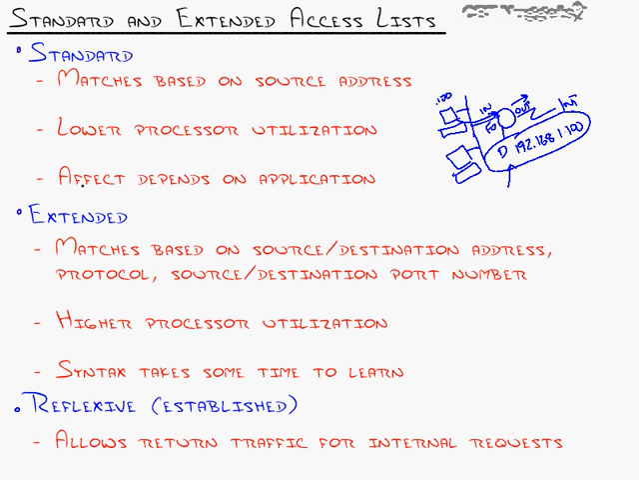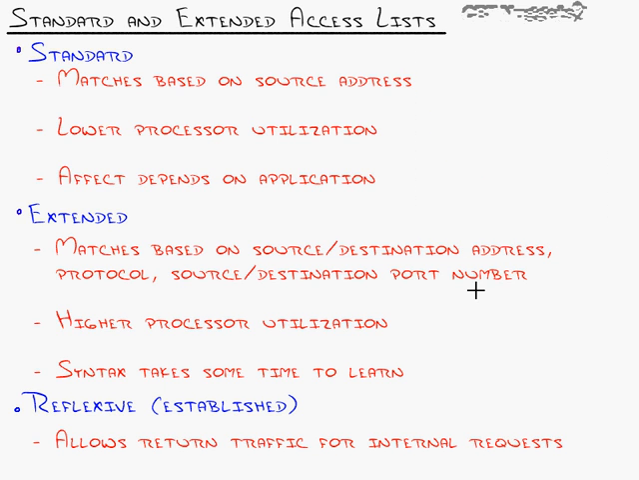Now down here, extended access lists match based on source and destination address, along with protocol, along with source and destination port number. Now, I want to hit that little third mark I put under the extended access list. These do take some time to learn. I've talked to many people who say, extended access list, it's scary. It's because the syntax can be so long.